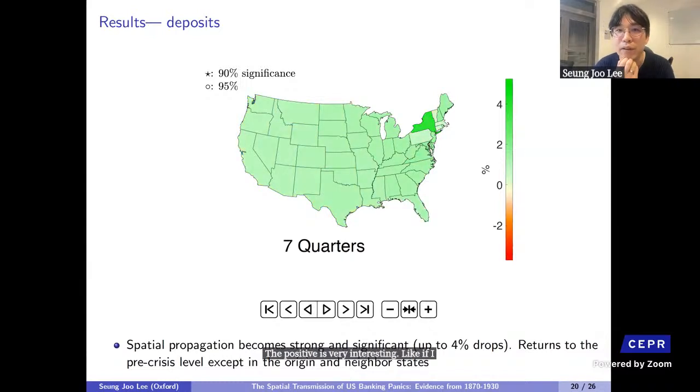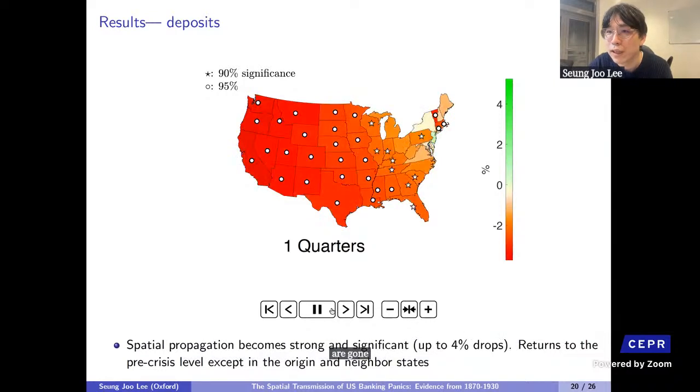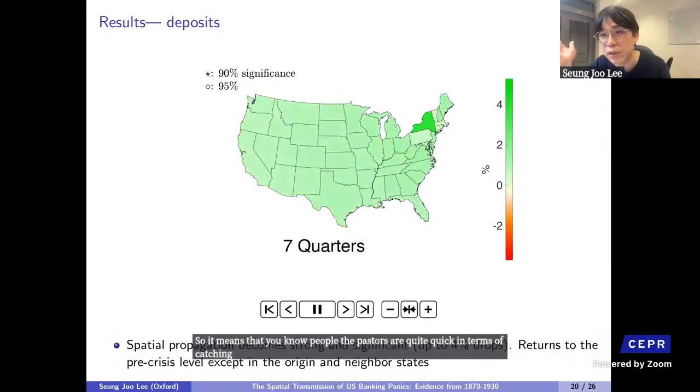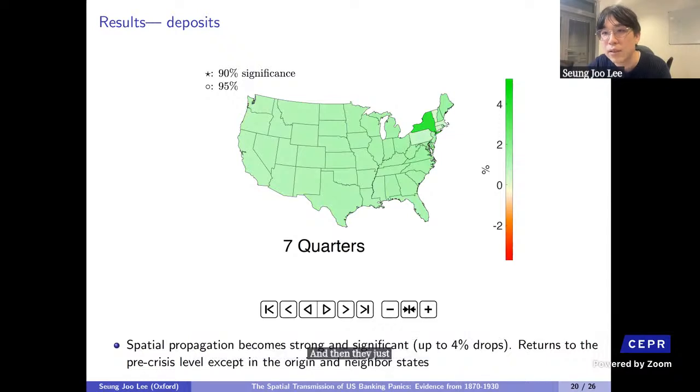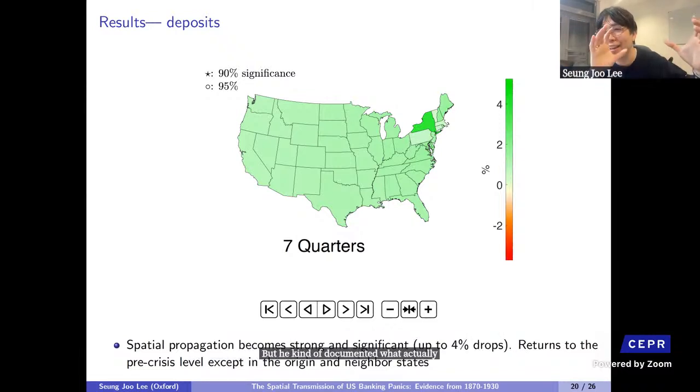If I say one more thing, deposit is very interesting because the results actually are gone after just one or two quarters. So it means that depositors are quite quick in terms of catching the sentiment of the entire United States, and then they just run to the bank. If you read Jalil's appendix, which is like 100 pages long, he documented what actually happened in each panic series. A lot of depositors ran to the banks and claimed their deposits, and there was a lot of suspension of convertibility because banks had no money. So in terms of deposits, it spread quite quickly across the United States.